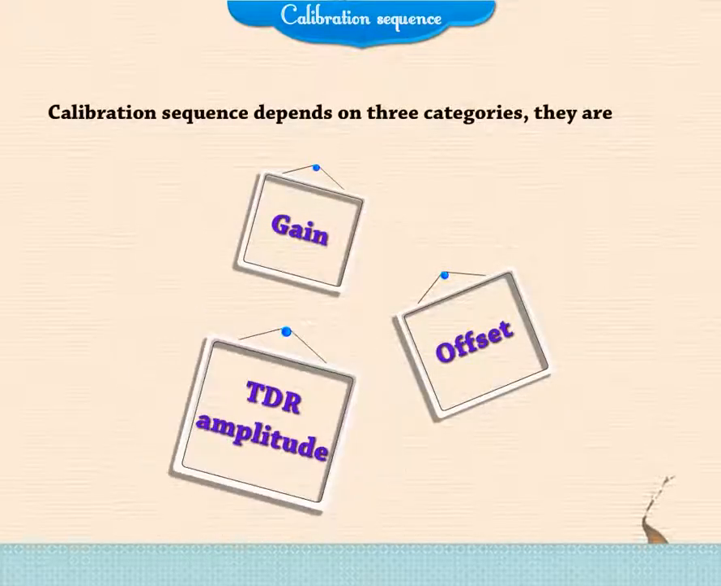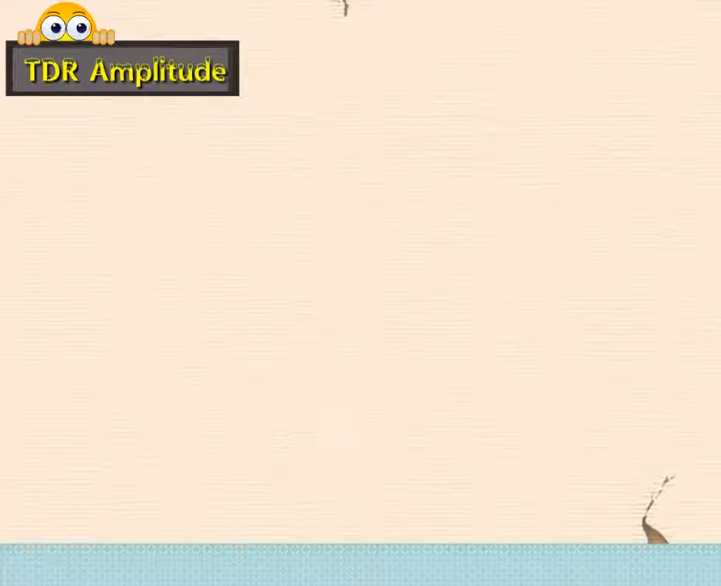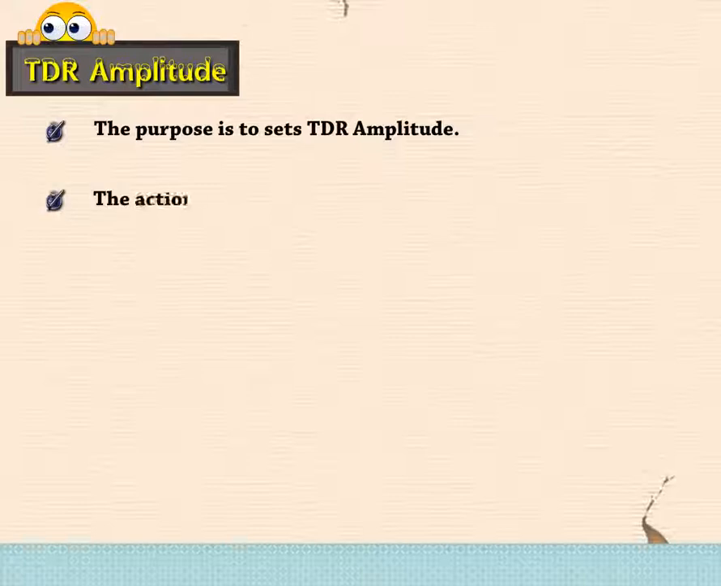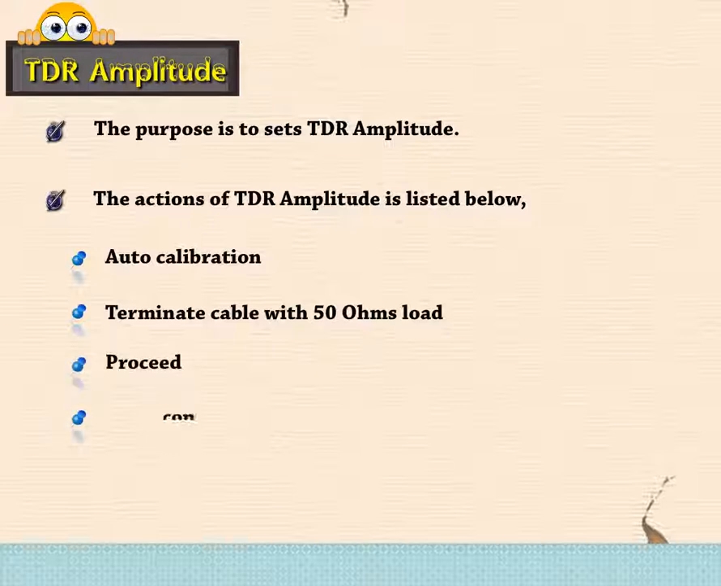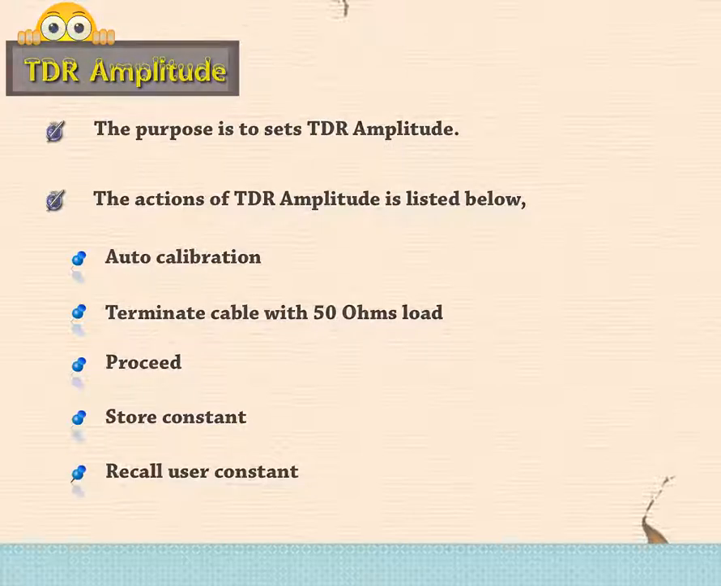TDR amplitude. The purpose is to set TDR amplitude. The actions of TDR amplitude are listed below. Auto calibration. Terminate cable with 50 ohms load. Proceed. Store constant. Recall user constant.